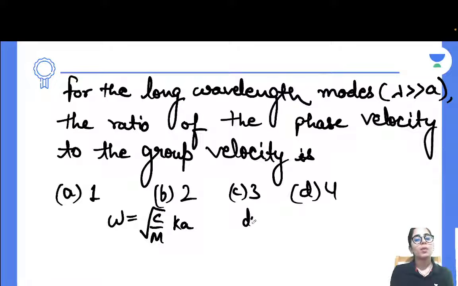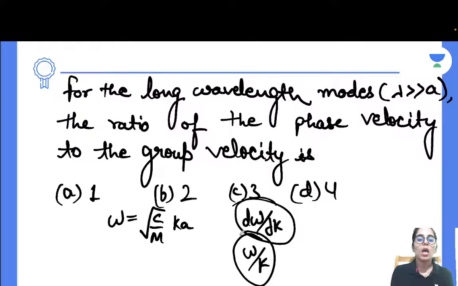If you find d omega by dk, that is the group velocity, from this expression, and omega by k, that is the phase velocity, from this expression, you will find that both are the same and the ratio will be equal to 1. Hence, you get option A to be the correct one. Okay guys, that's how you can solve this type of question.